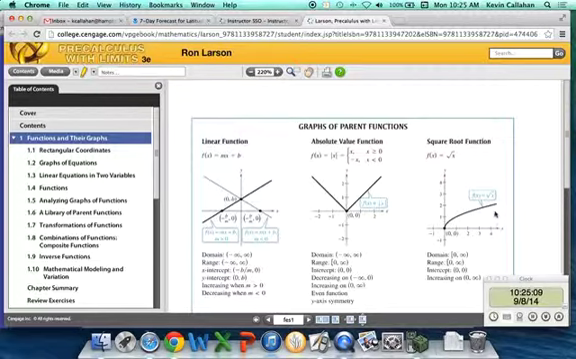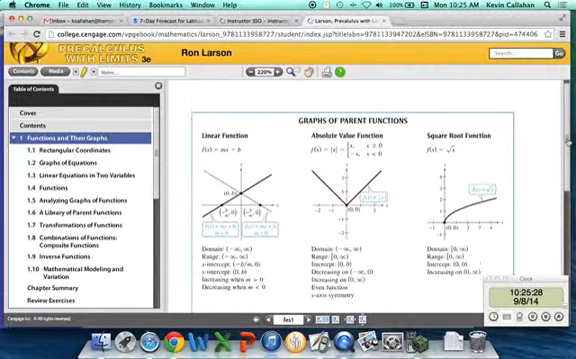Here's the square root function. Just looking at it here, it starts at 0, 0, and it goes up and to the right from there. So the domain is x greater than or equal to 0. The range is y greater than or equal to 0, right there.